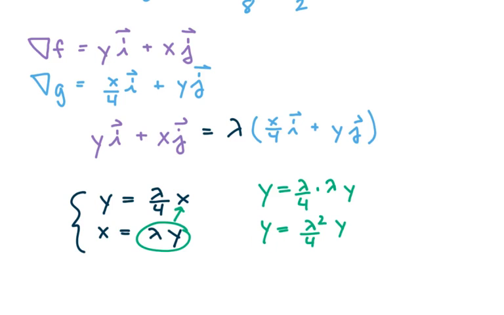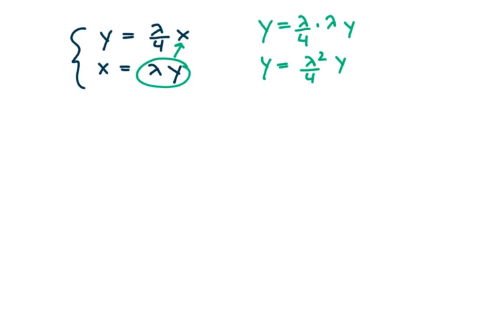Now, y is a variable, so we can't just divide by this variable because we don't know what it could be. It could be 0, right? And you're not allowed to divide by 0. So we have to think about what this means. We'll think about it this way. We've got y equals lambda squared over 4y. What does that mean?